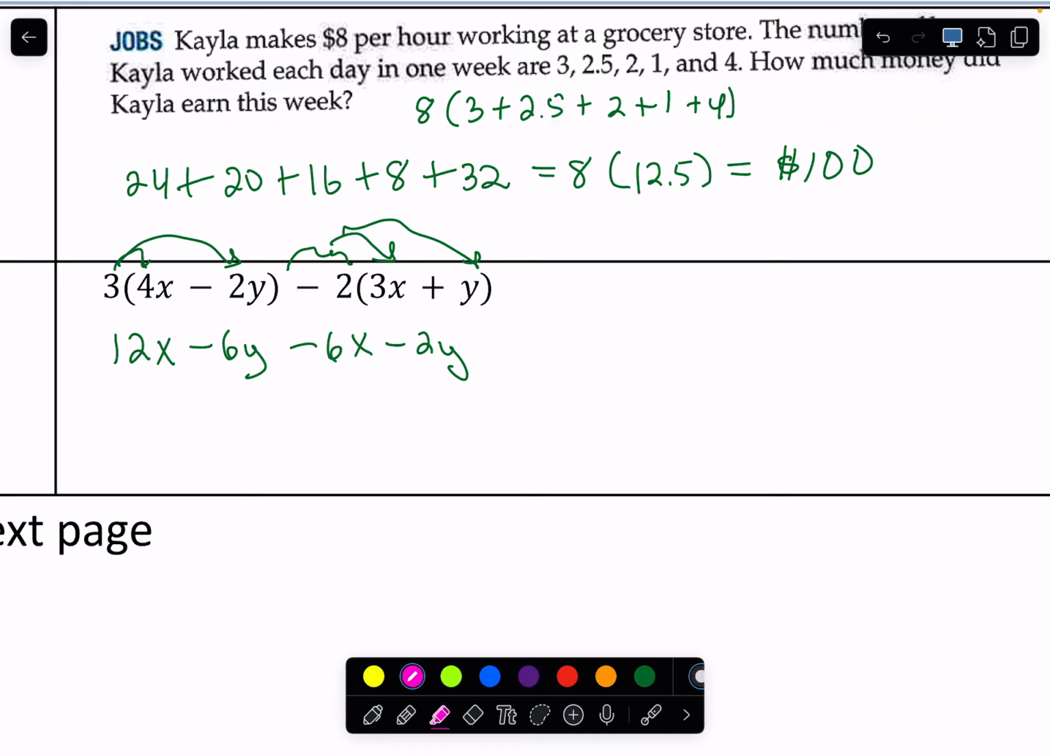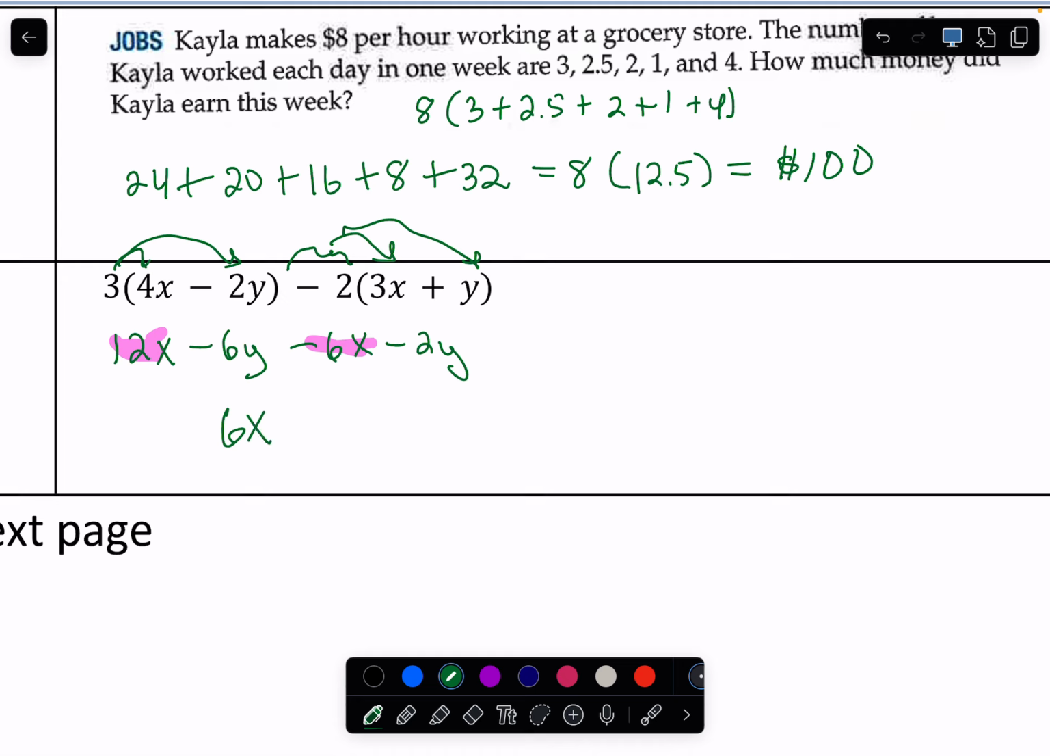Can anybody tell me two terms that you notice are like terms there? Can anybody share with me what you see? Yes, this 12x and this negative 6x are like terms. So that means you can add the coefficients and you keep that variable. So 12x minus 6x is positive 6x.